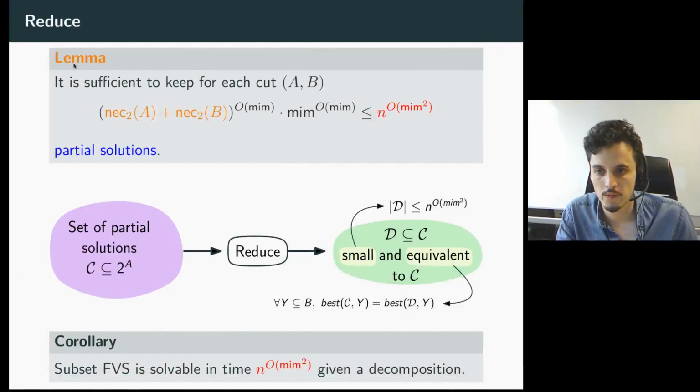So we prove this very important result, and it is very important because from this result we deduced the algorithm for subset Fibonacci vertex set. The rest of the proof is just basic dynamic programming. What this result is telling us is that for each cut AB, it is sufficient to keep this amount of partial solutions. So here, neq2 of A and neq2 of B are the number of equivalence classes of the relation I was talking about in the previous slide.